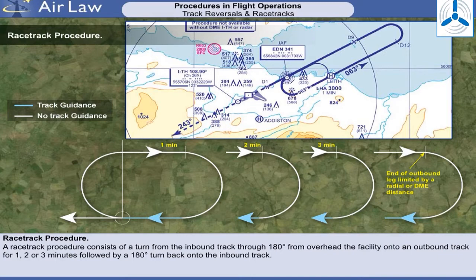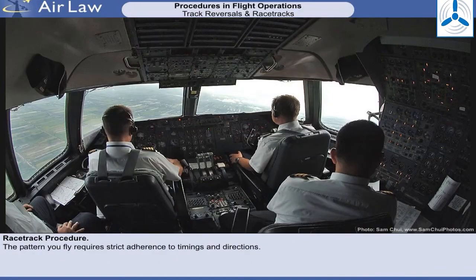Racetrack procedures are usually used where sufficient distance is not available in a straight segment to accommodate the required loss of altitude, and when entry into a reversal procedure is not practical. In these cases, the particular pattern one flies is prescribed to ensure that the aeroplane remains within the designated airspace. The pilot must strictly adhere to the directions and timings.